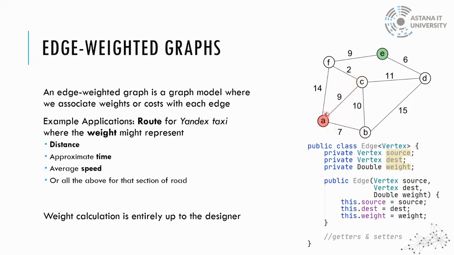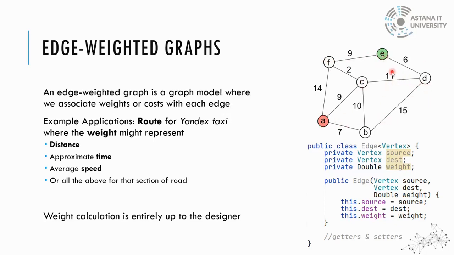Let's say we think that in order to get to E from A, the shortest path would be AFE. But in fact, ACFE would be shorter, because 14 plus 9 is 23, whereas 9 plus 2 plus 9 would be just 20.